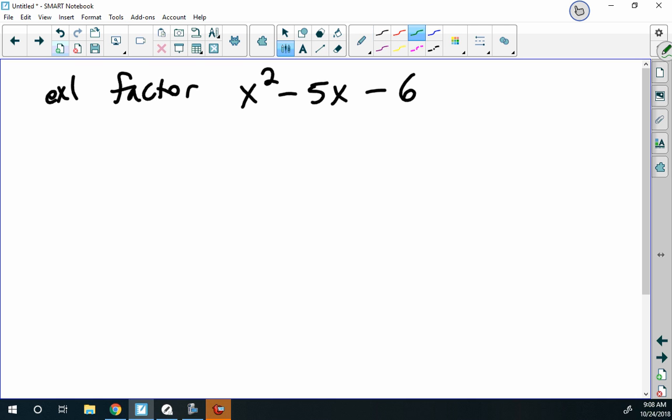So we know that our answer is going to have parentheses, parentheses, right? And we know that in the parentheses, we're going to start off with an x and we're going to start off with an x. Now, there's a lot of teachers out there that when they teach this, they tell you all these sign rules. I'm not going to tell you the sign rules. I'll tell them, but I'm not going to write them down.